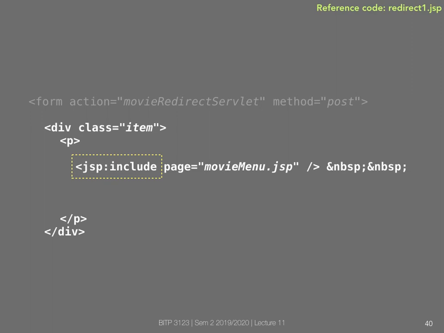We are still in redirect1.jsp. Please scroll until you see another action tag as shown in the yellow box here. This is another action tag that we use in this page called include. The purpose of this tag is to include another page or another file. In this case, I am including a file named moviemenu.jsp. You might want to open moviemenu.jsp.